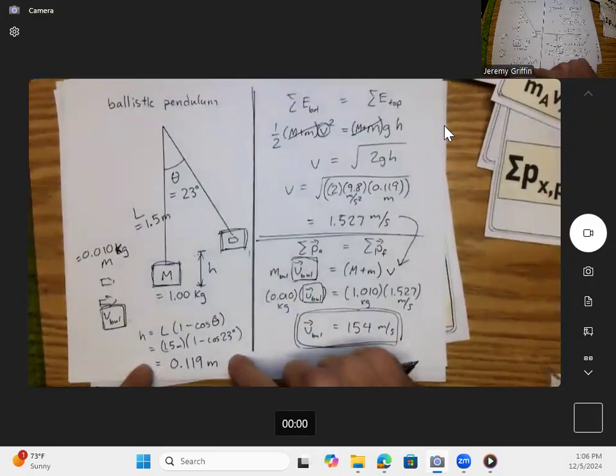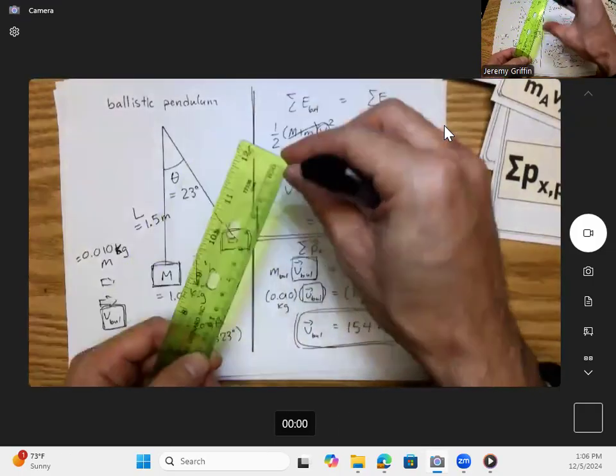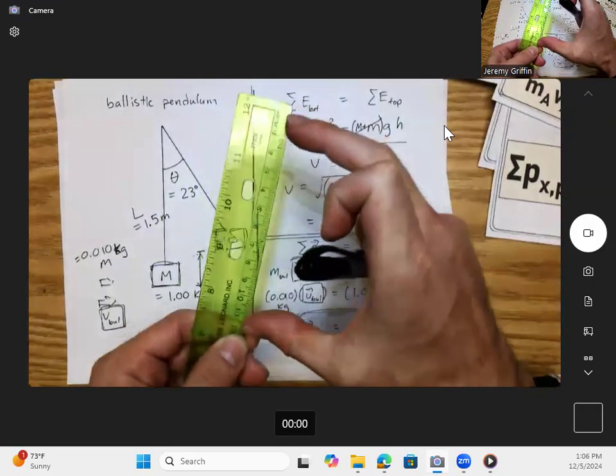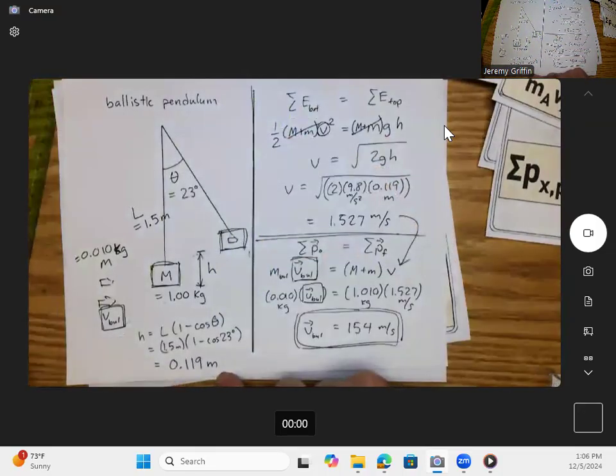So this is a little bit shy of 12 centimeters right here. Actually, I got it right here. You guys see this ruler right here? Here's 11.9 centimeters right here. Bam. That is the height change you're looking at right there. Okay? 11.9 centimeters. I put it in meters, of course.